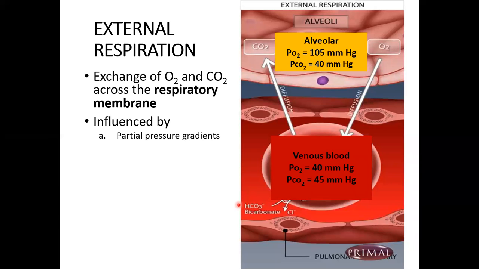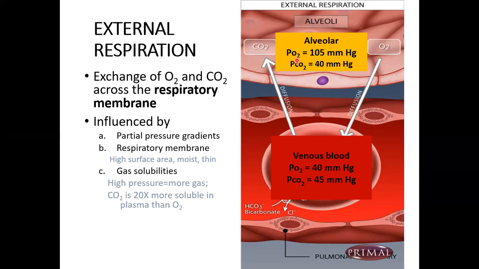Okay, so to wrap up these 4 factors, remember that external respiration, right, oxygen, CO2 exchanging in the lungs, is influenced by those partial pressure gradients. Right, we know that air is modified considerably on its way down into our alveoli. The respiratory membrane has to be thin, it has to be wet, it has to have a lot of surface area. The gas solubilities, right? Oxygen has a much steeper concentration gradient because it is less soluble. Also, oxygen has to be carried on hemoglobin, whereas CO2 does not.